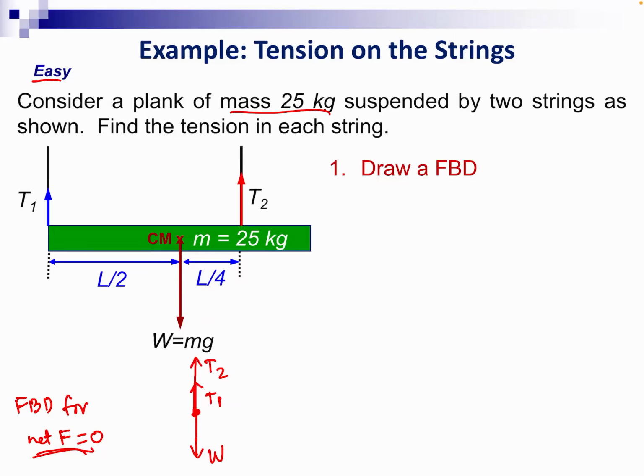But if you want to use net torque equal to 0, then it's really important to draw your forces exactly where they are acting, because then you'll need to measure moment arms, and so the location of the forces is important. Once you've drawn your free body diagram, we can simplify this. I'll just calculate the weight now because I know the mass. Weight is equal to mg, 25 kilograms times 9.8, which gives me a weight of 245 newtons.